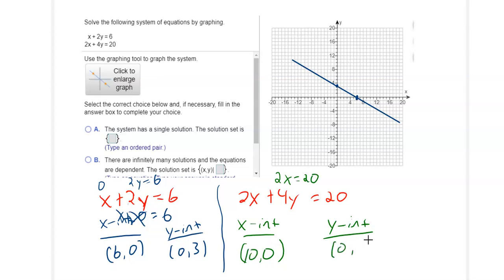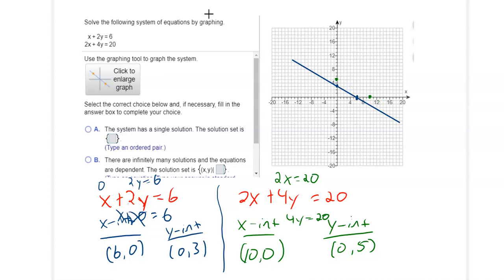To find the y-intercept, I plug in 0 for x. That term goes away. I just get 4y is equal to 20. Divide by 4 on both sides. I get y is equal to 5. And here's my 2 points. So we have 10, 0, and we have 0, 5. We connect those 2 points with a straight line.